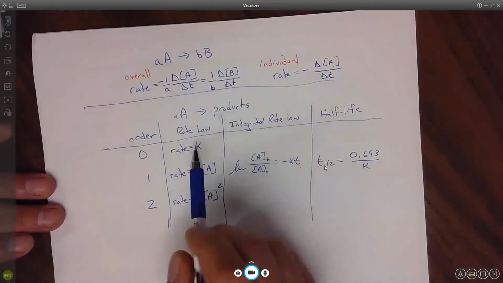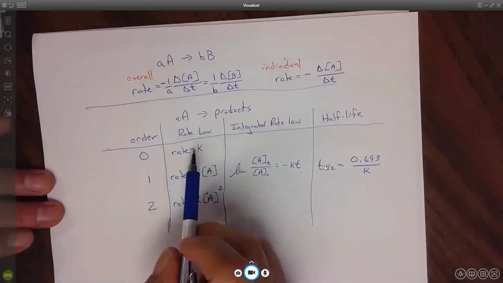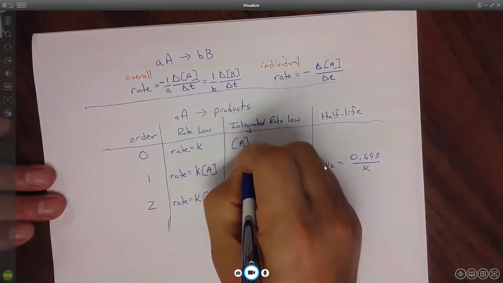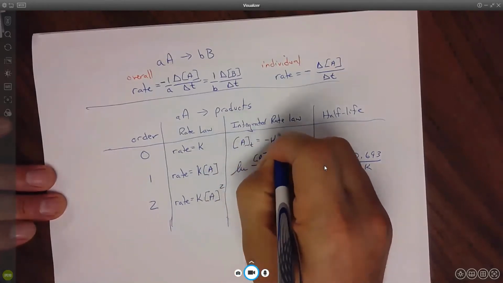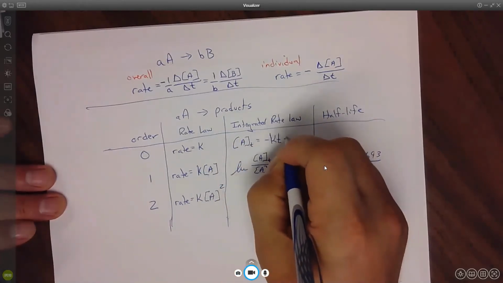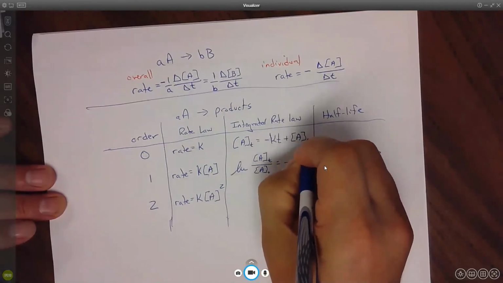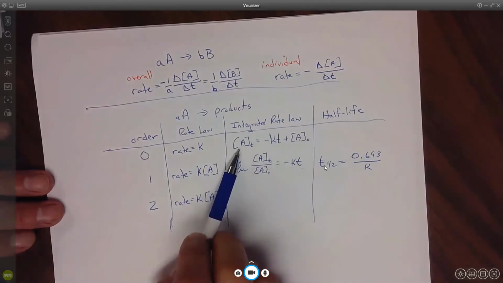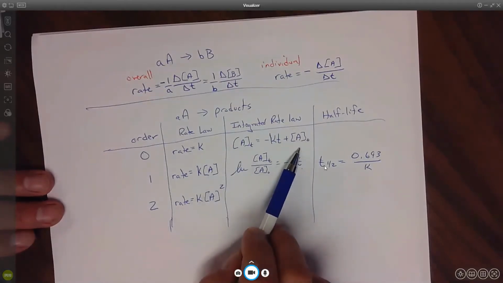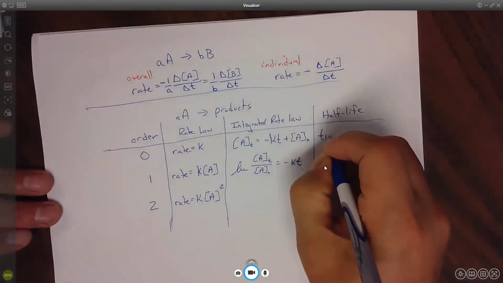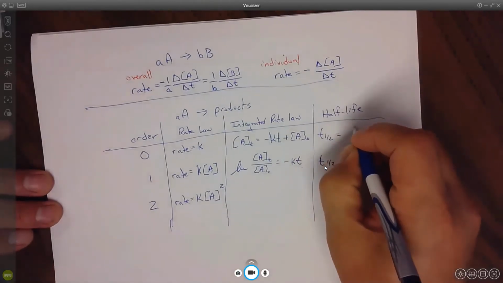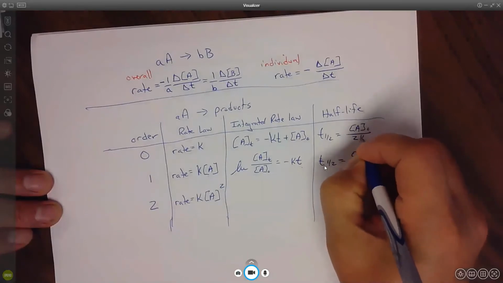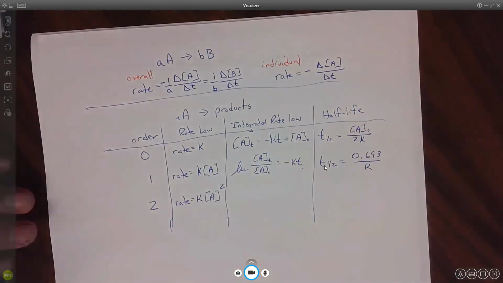Well, we're going to do the same thing here. And when you integrate this, you simply come up with the concentration at some time t is simply going to be equal to negative kt plus the initial concentration. And replacing this again with 1/2 of A naught and rearranging would give us a half-life equation then of the initial concentration divided by 2 times the rate constant.